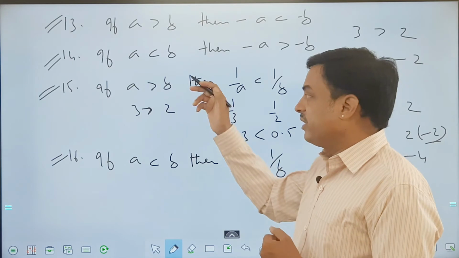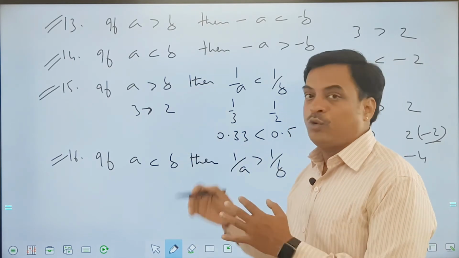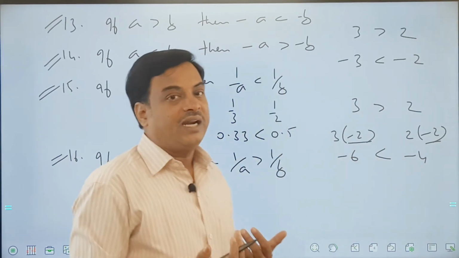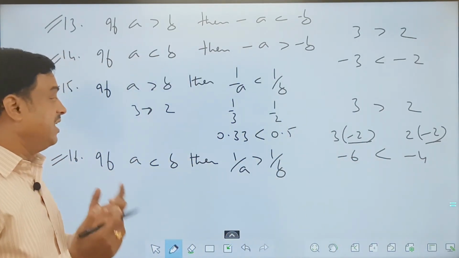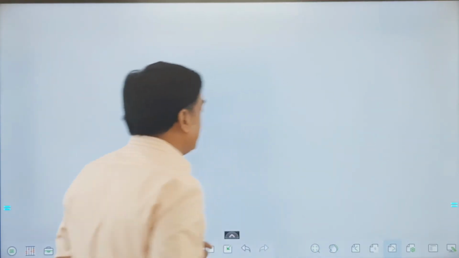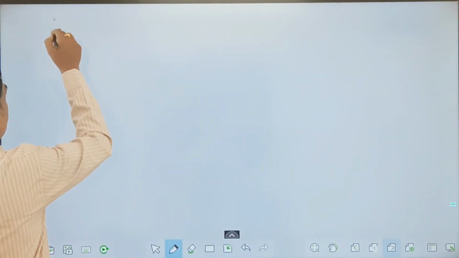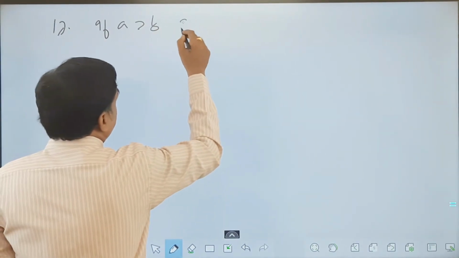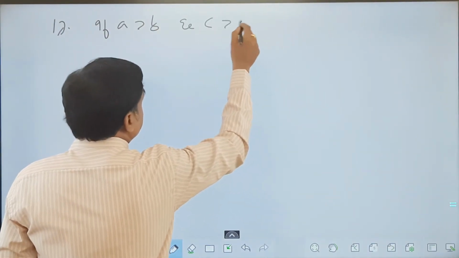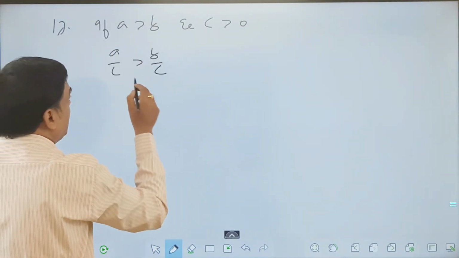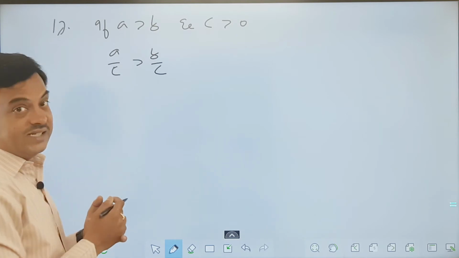Okay, all of you. So I have given 16 points. You can see in the last few points, when I multiply, when I divide, or when I do any kind of reciprocal, the inequality definitely changes. So there is another way where the inequality will change, friends. The point number 17: if A is greater than B and C is greater than 0, you can say A by C will be greater than B by C. The inequality is not changing here.